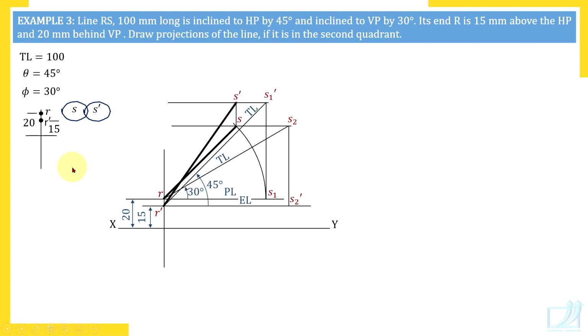First, second, third, fourth quadrant, anywhere; the line can be in any quadrant, or its ends can be in any quadrant. Now insert dimensions: 15, 20, 30 degrees, 45 degrees and true length. All given dimensions you should insert in the diagram.